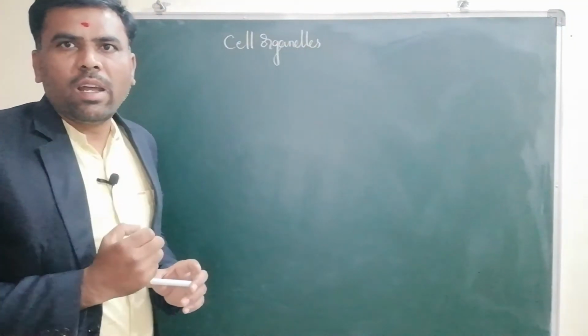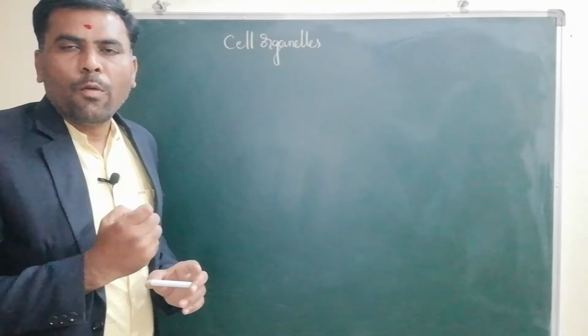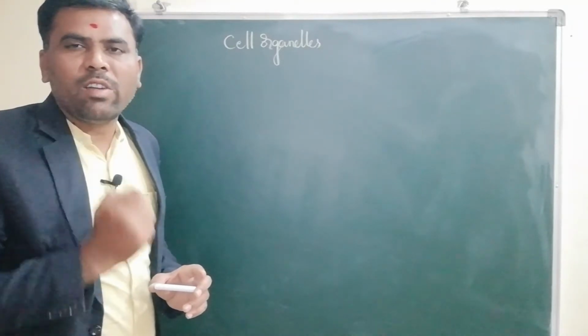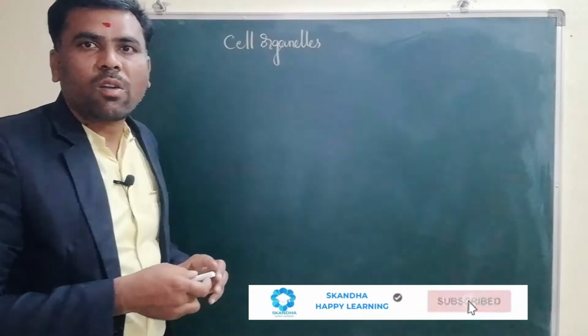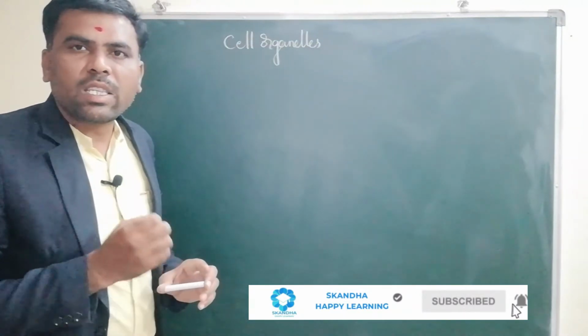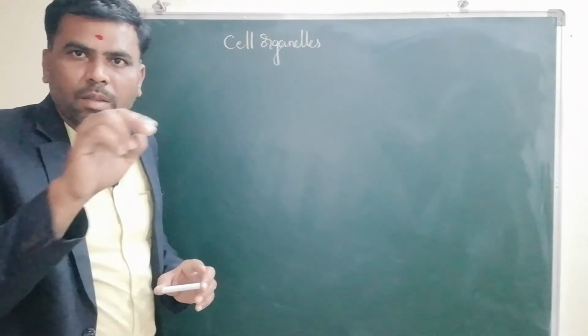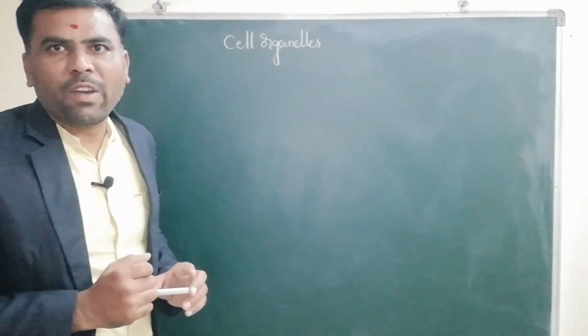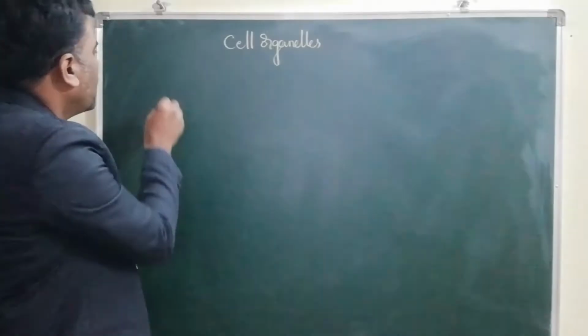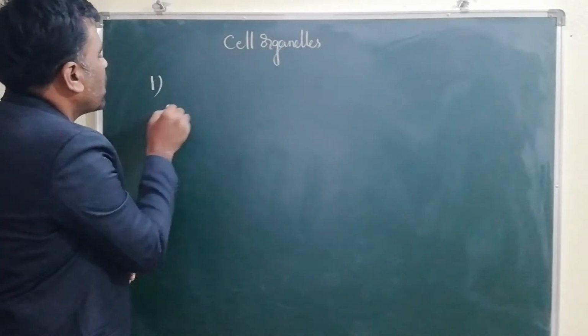If we observe the cell under the electron microscope, we can find small granule-like structures in the cytoplasm. These small granule-like structures are called cell organelles. Each cell organelle is surrounded by a membrane and carries out different kinds of functions. Now let us see the cell organelles.